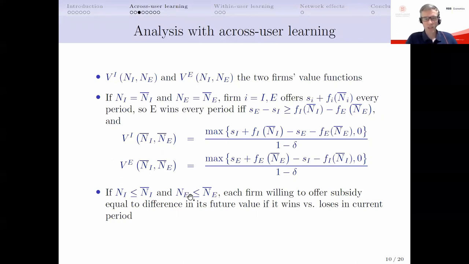And so you can see that at that point, E is willing to subsidize the difference between the value if it wins versus the value if it loses in the current period. Then you can determine what prices will be set and what the value functions are in this period, one before the threshold. And then you can do two-dimensional backwards induction and basically fill out the price paths and the value functions and determine the equilibrium. Okay, so that should give you an idea of how we go about solving the model.